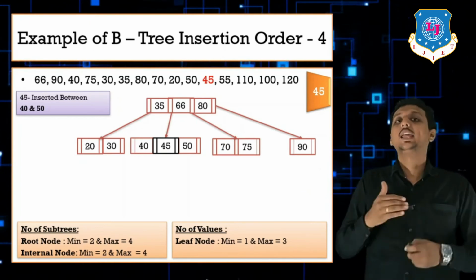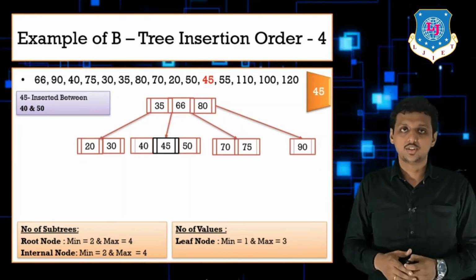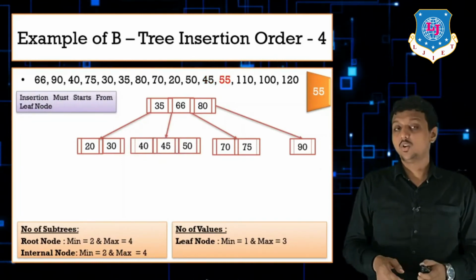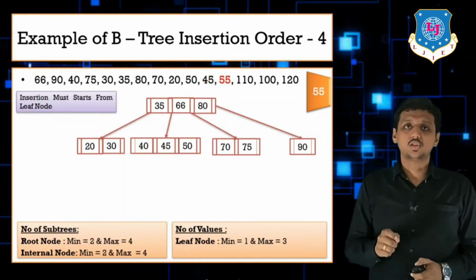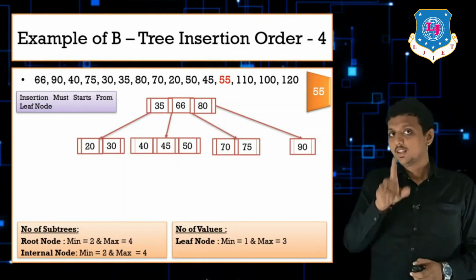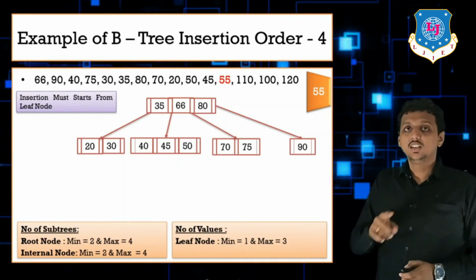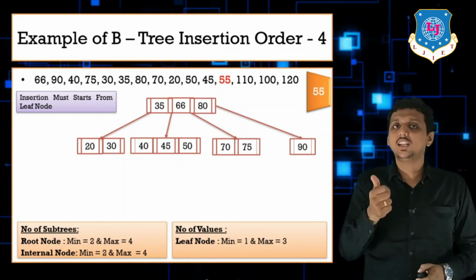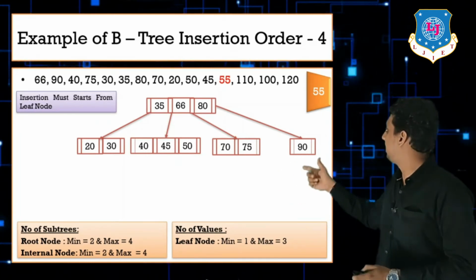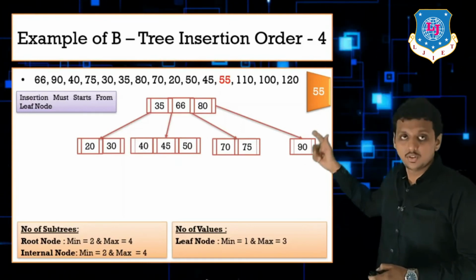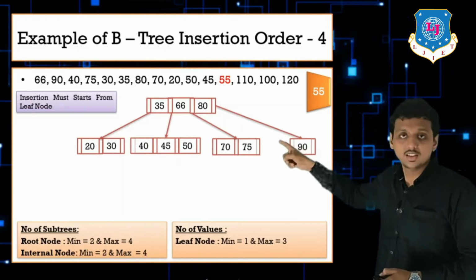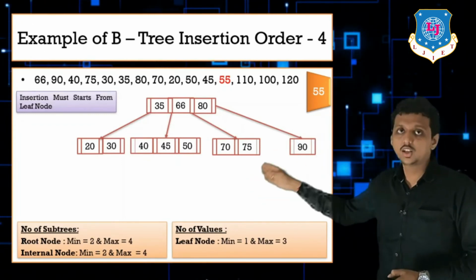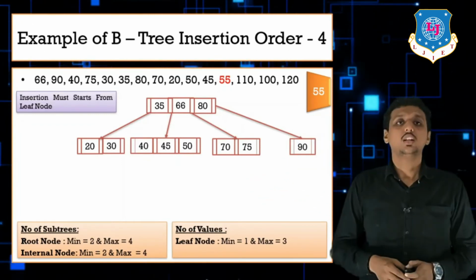Now again move towards the next insertion. Students, the next insertion is 55. Now this is a very important insertion. Okay, why? Let's see. The value that we need to insert is 55. Now tell me where we need to insert it. 55 is greater than 35 but less than 66. So you need to move towards the 40, 45 and 50 node.